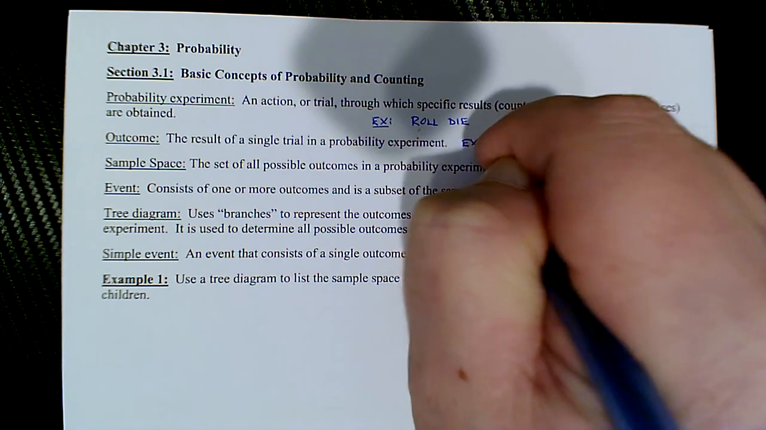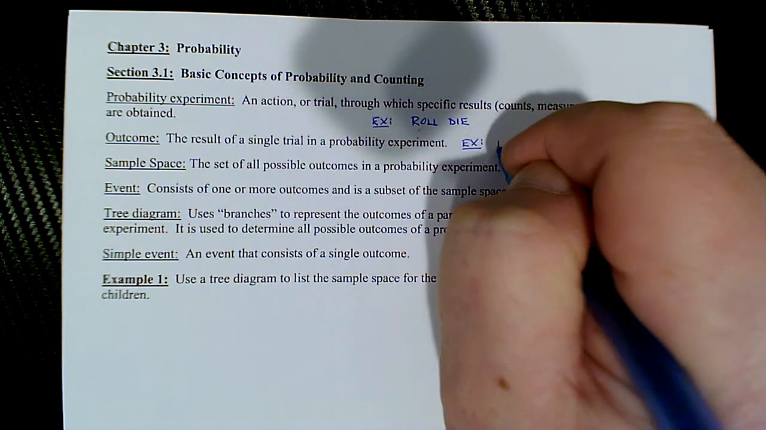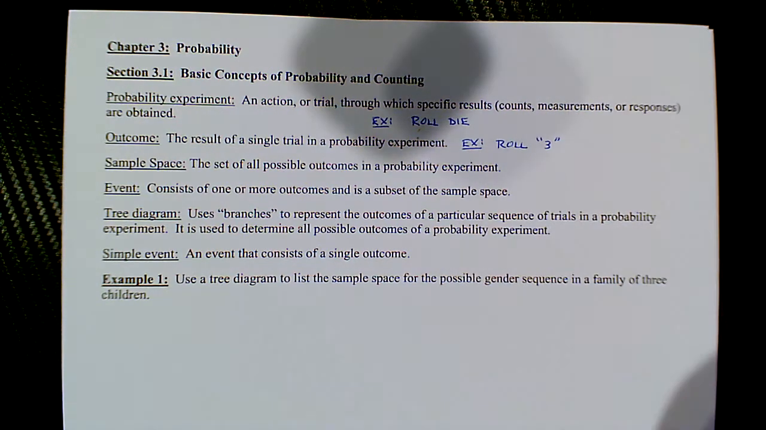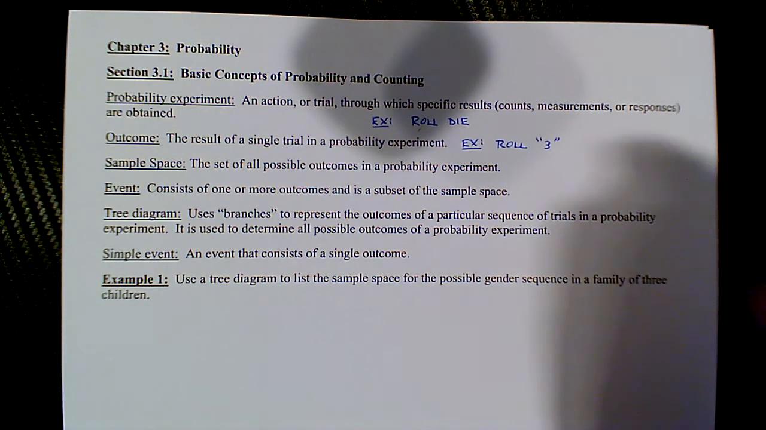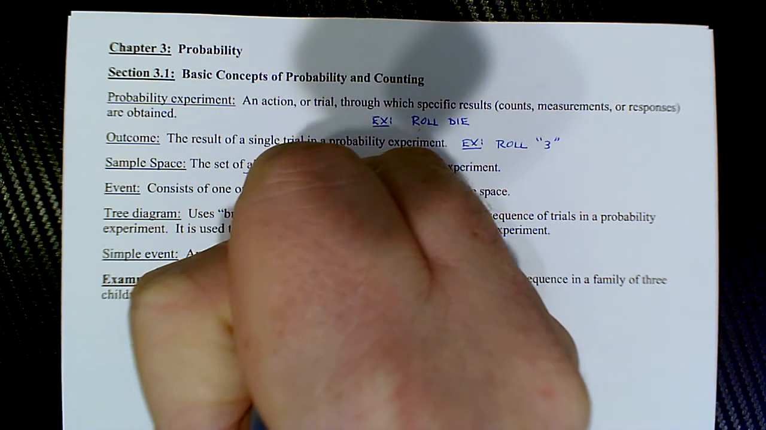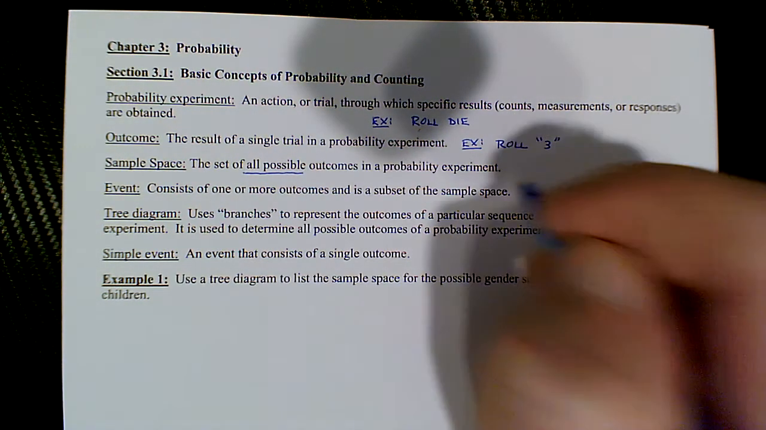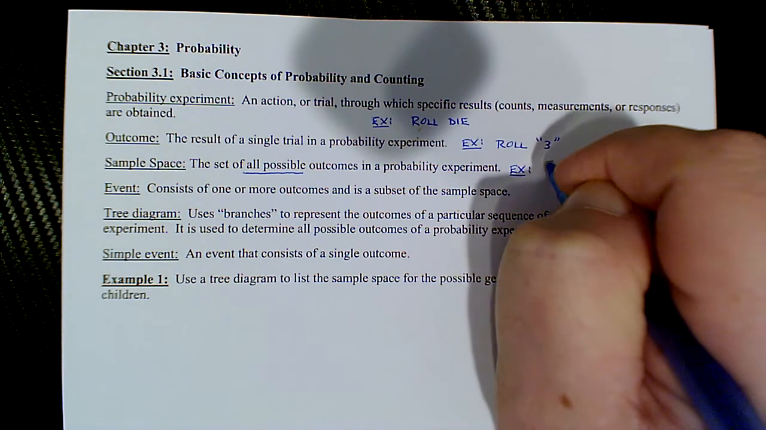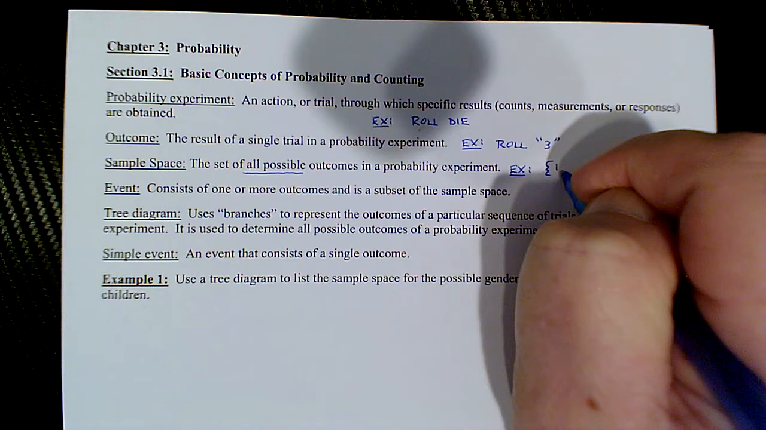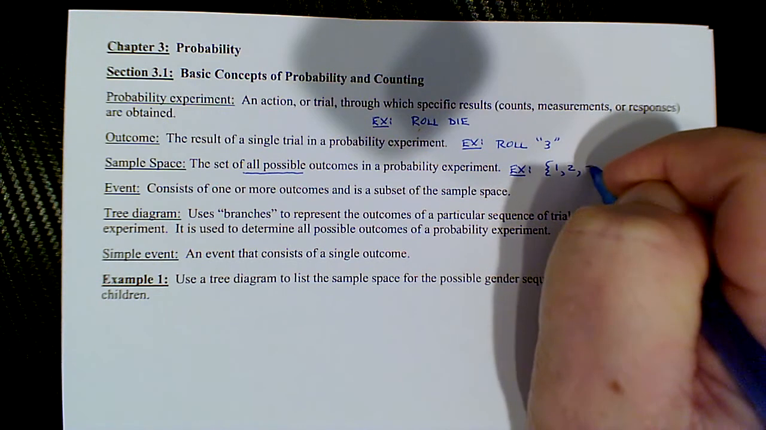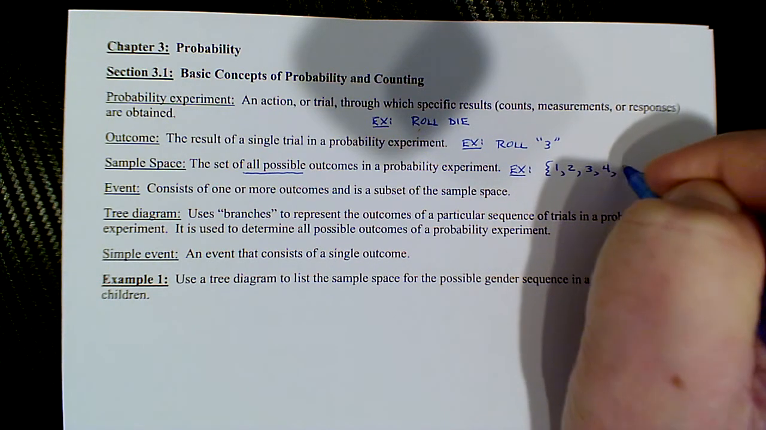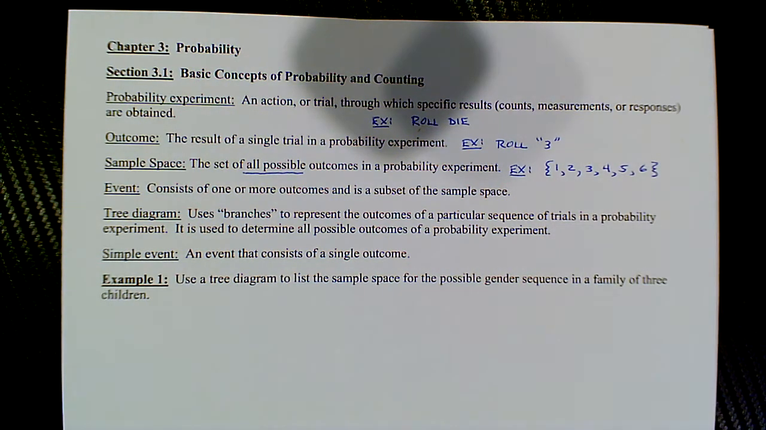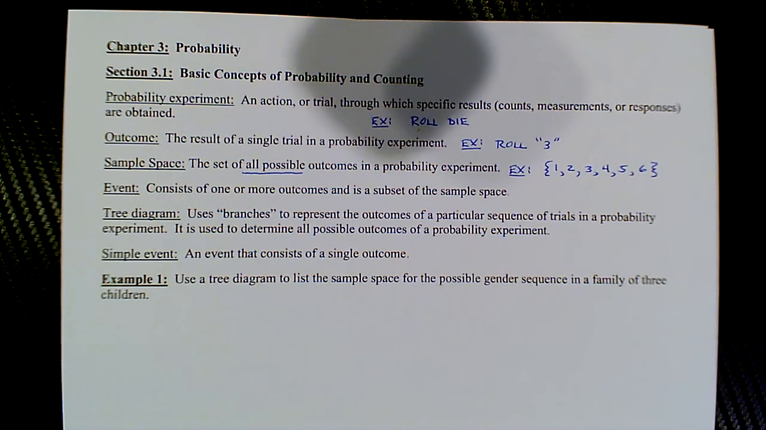So a result might be rolling a 3, for example. The sample space consists of the set of all the possible outcomes. So for our experiment of rolling a die, as a set, so using braces, the possible outcomes are either a 1, 2, 3, a 4, a 5, or a 6. So that would be the sample space for that experiment.